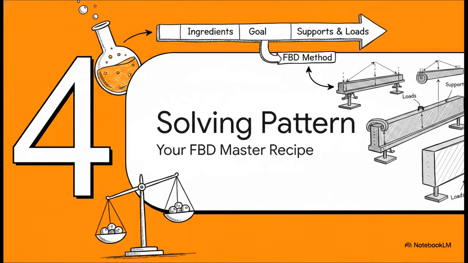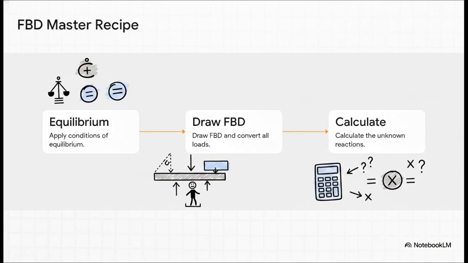All right, Section 4, the repeatable solving pattern. This is your free body diagram master recipe. We've got all our ingredients prepped, so here's your foolproof, step-by-step exam procedure. First, confidently state your 3 equilibrium conditions right at the top of your page. Second, draw a totally liberated free body diagram where you resolve any inclined forces into vertical and horizontal components and convert your uniform loads into point loads. Third, systematically calculate your unknown reactions.